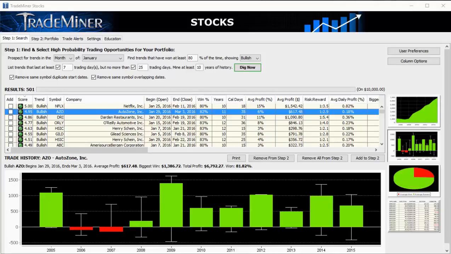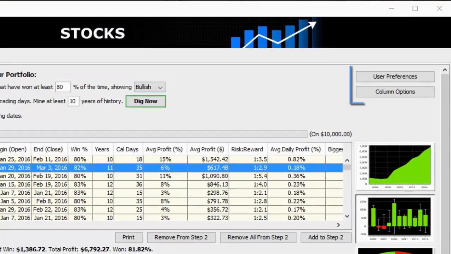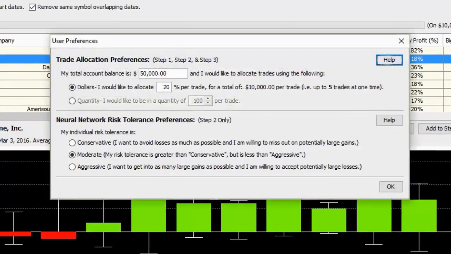In this TradeMiner video, I want to talk about user preferences. Up here in the right hand corner, you'll find the User Preferences Access button. We give access to the user preferences from other tabs as well, so any changes made here will be reflective across the platform.